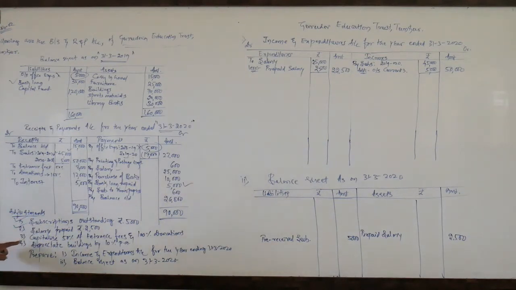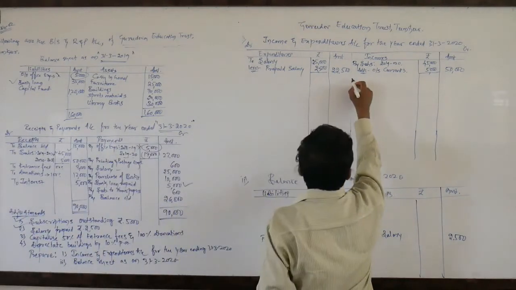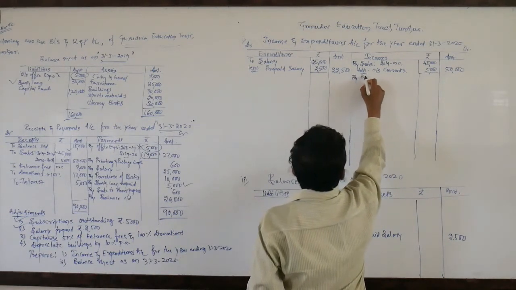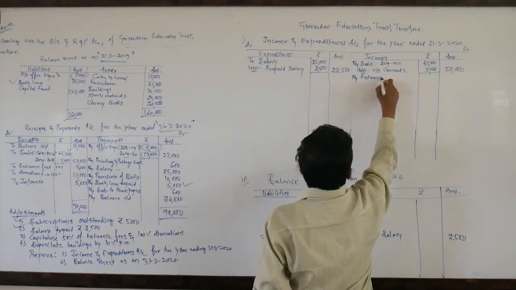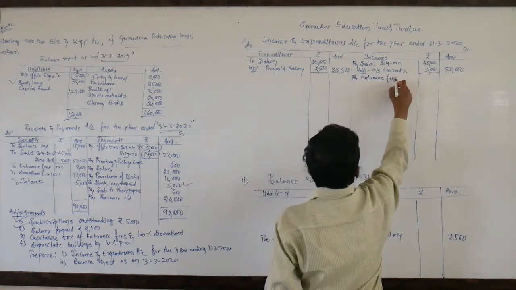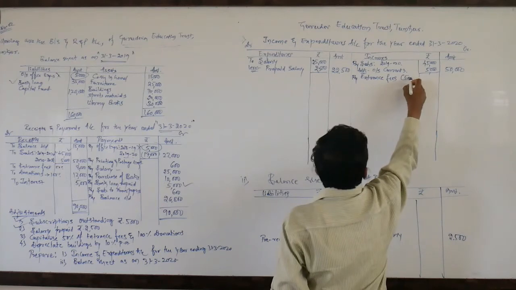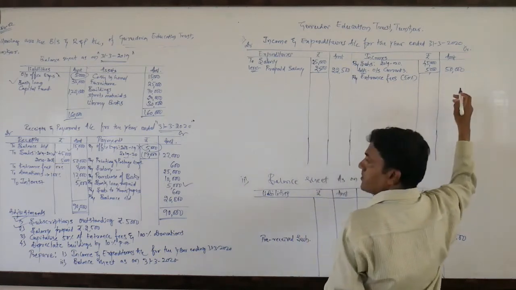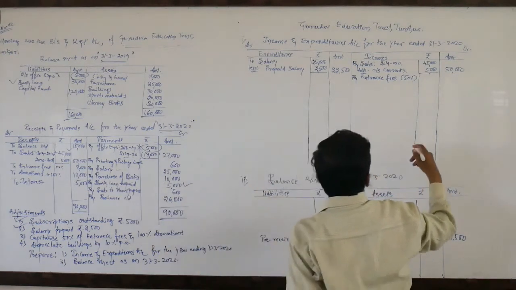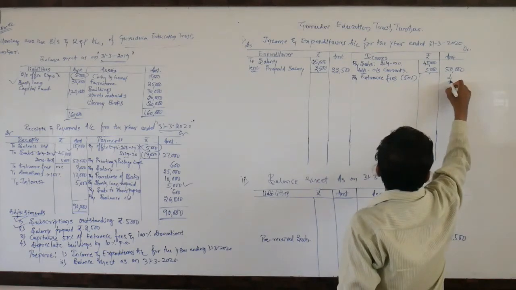This one is third. Capitalize 50% of entrance fees. Entrance fees rupees 8,000. So out of which 50% is to be capitalized, 50% is to be treated as revenue. So firstly I would like to write on the income side. By entrance fees, 50% treated as revenue. Total entrance fees rupees 8,000. So 50% means 4,000.